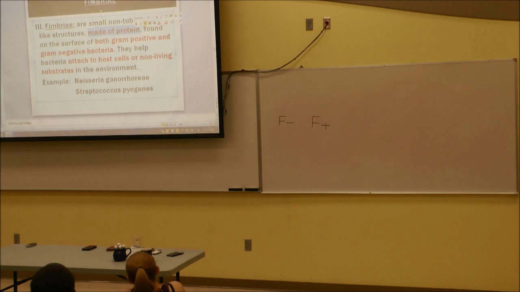They are found on the surface of both gram-positive and negative bacteria. Function: they help bacteria attach to the host. Now, the main function of this is not locomotion. No bacteria can use fimbriae for locomotion, although they look like cilia. Their only function is attachment. Let me show you two examples, Neisseria gonorrhoeae and Streptococcus pyogenes.